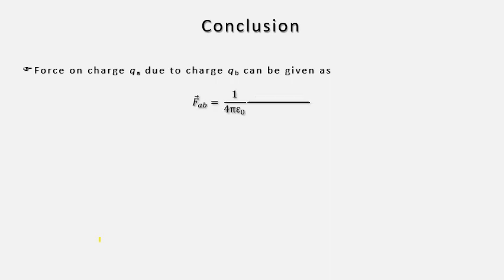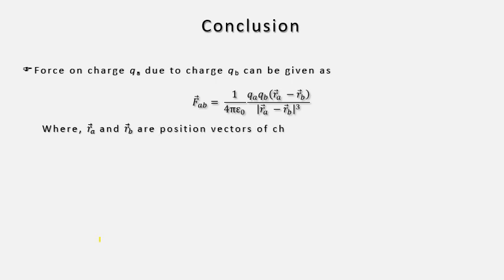So now if we conclude, we know that force on charge QA due to QB can be given as FAB is equal to 1 by 4 pi epsilon 0 QA QB bracket vector RA minus vector RB upon mod RA minus RB whole cube. What is RA? What is RB? RA and RB are position vectors of charges QA and QB respectively. So this is the vector form of Coulomb's law, which we know now.